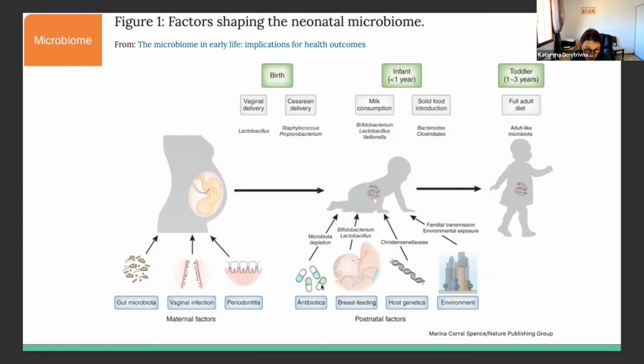Also, if the child takes antibiotics, his or her microbiome will be affected. The environment will contribute significantly to the microbiome. For example, if there is a pet in the house, this will affect the microbiome. But at the age of around 2 or 3 years, the child will likely have an adult-like microbiome, particularly because the foods that the child is eating are largely the same as the adult foods.